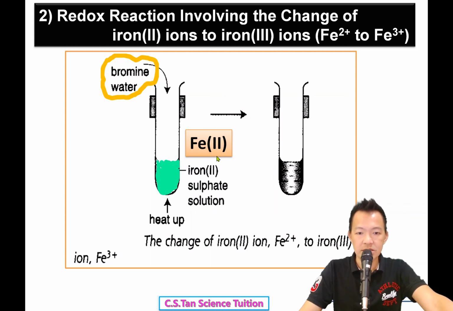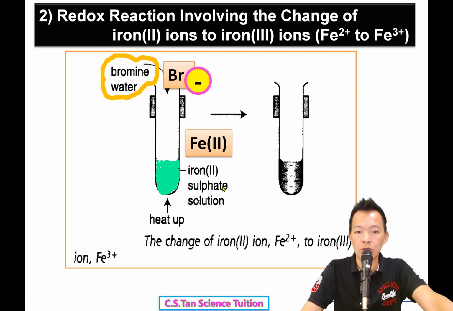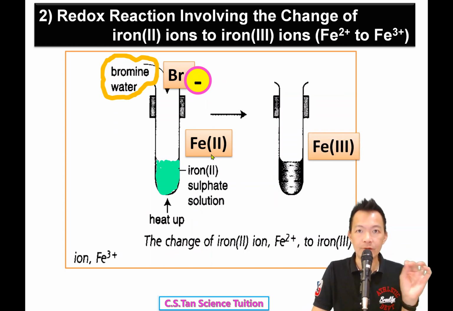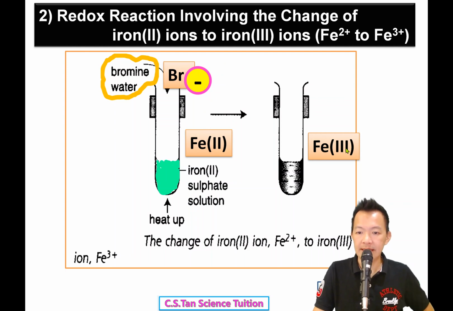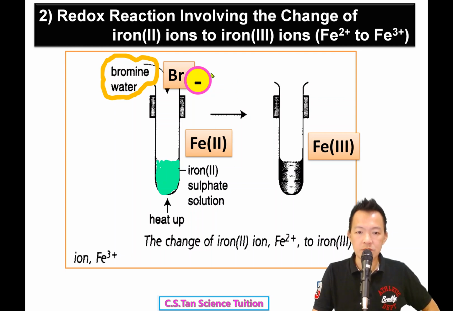So when I add the bromine water into the iron 2 sulfate, iron 2 is going to donate 1 electron, or iron 2 lost 1 electron. Finally, it will be oxidized to become iron 3. Iron 2 丢掉1粒 electron, and finally, it's going to become iron 3. It will be oxidized. 丢 electron 就叫 oxidation. So iron 2 lost 1 electron and oxidized to become iron 3.